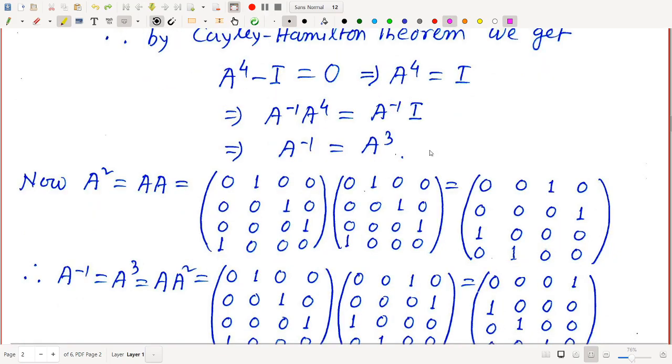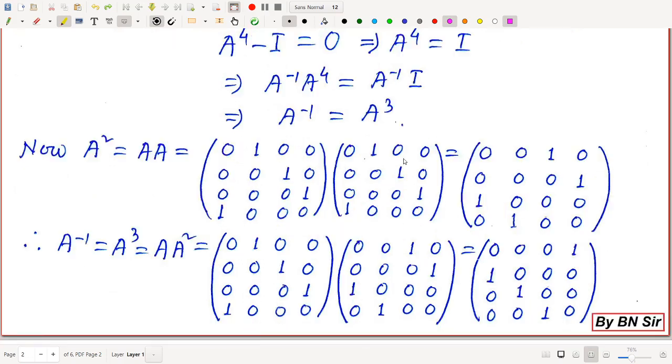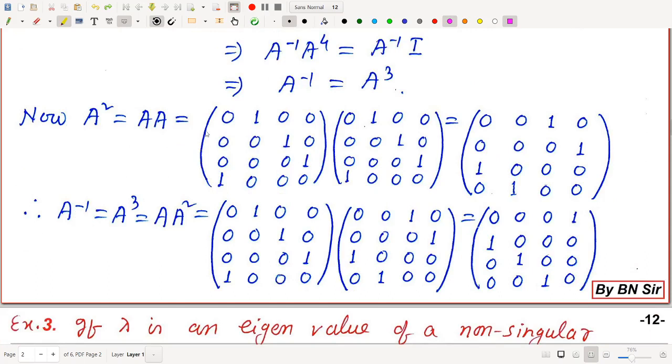Pre-multiplying, A inverse into A to the power 4 equals A inverse into I. A to the power 4 we can write as A into A cube. So A inverse A is I, which leaves only A cube, and A inverse into I is A inverse. So what we have got is A inverse equal to A cube. So we only have to find A cube. First we find A square, A into A.